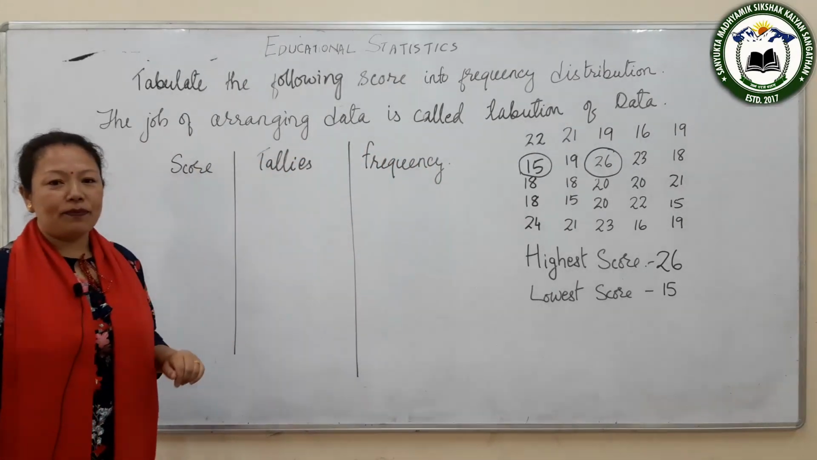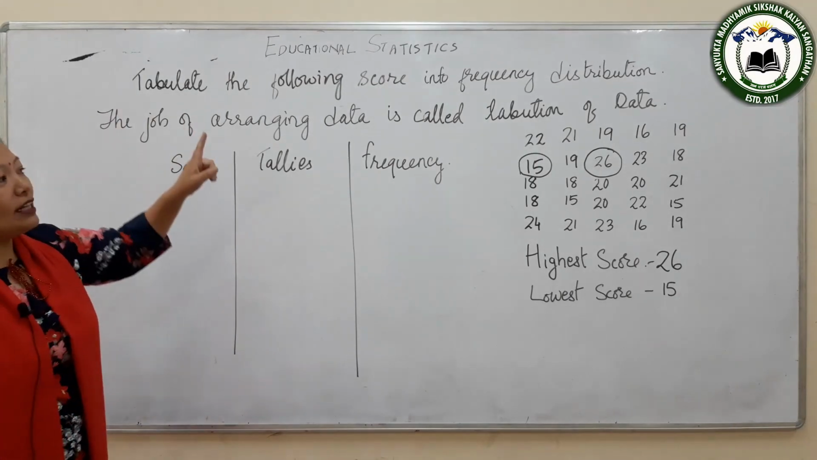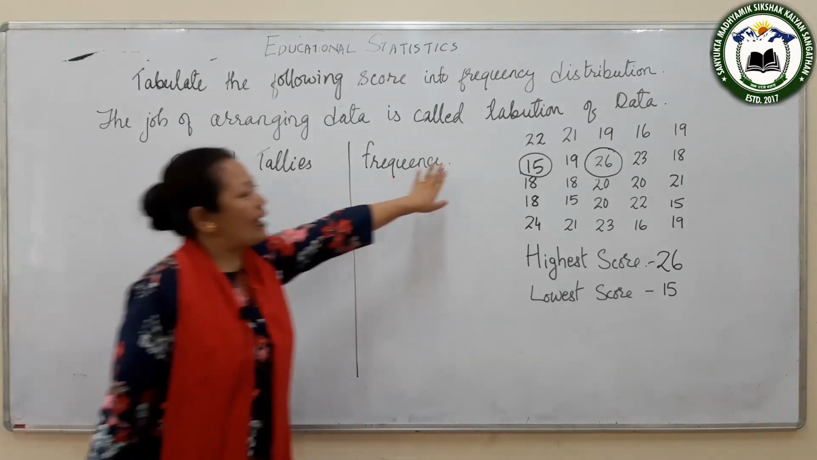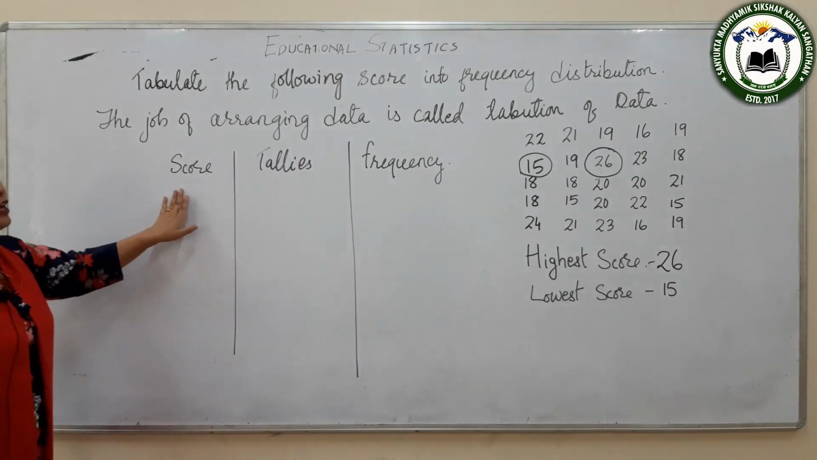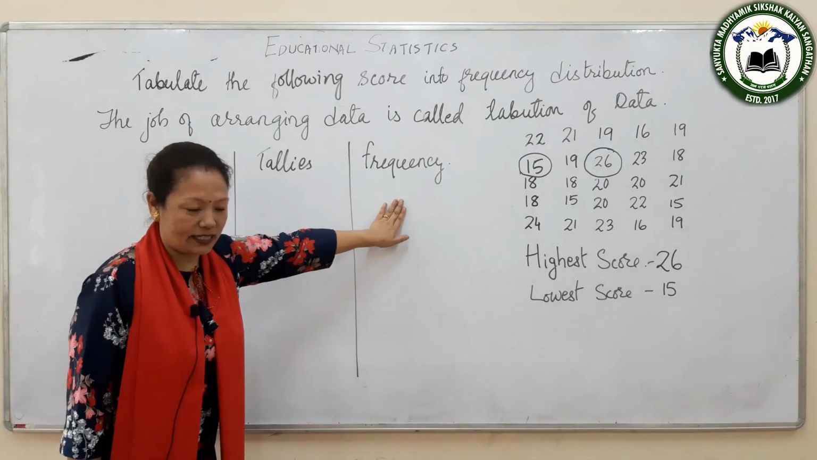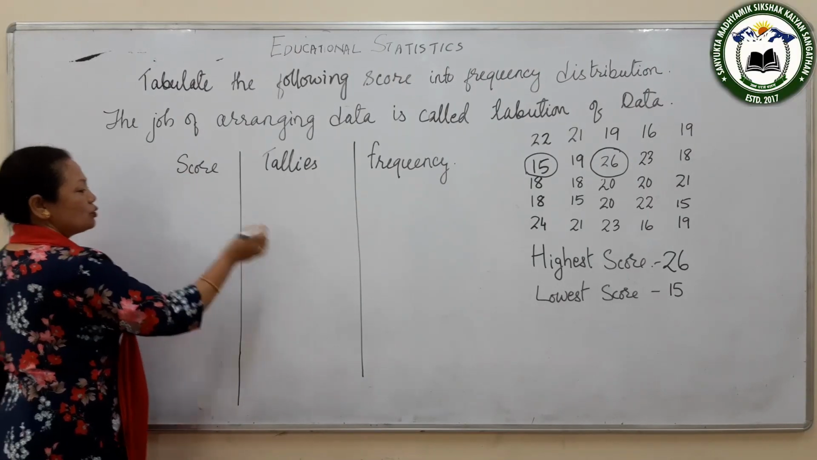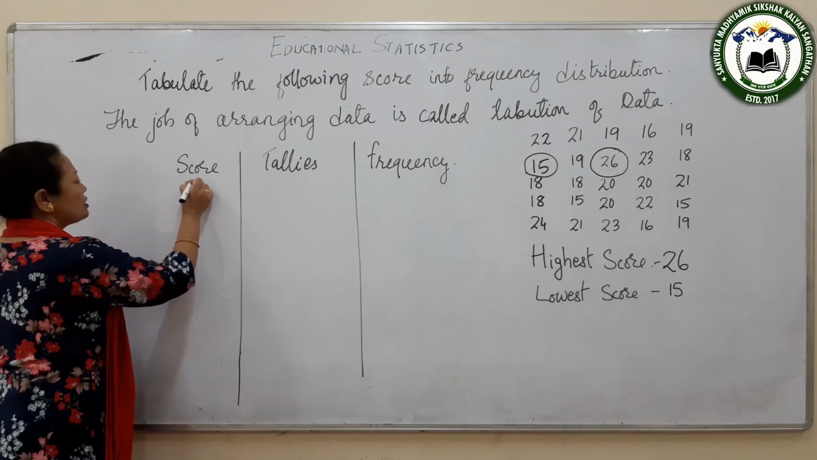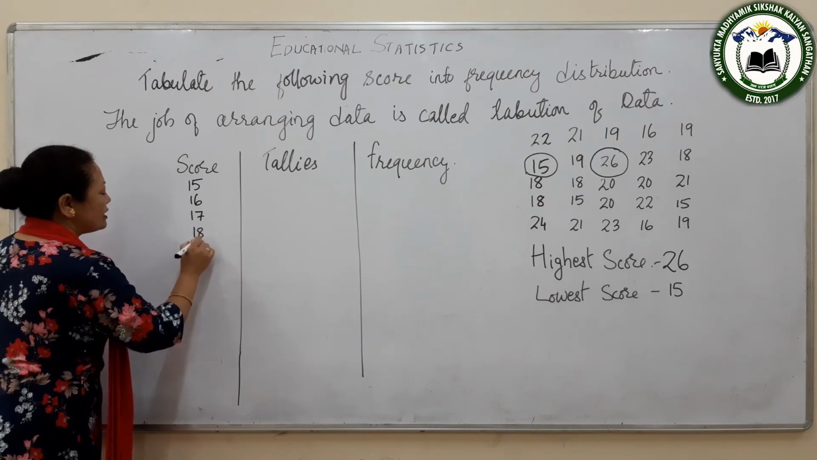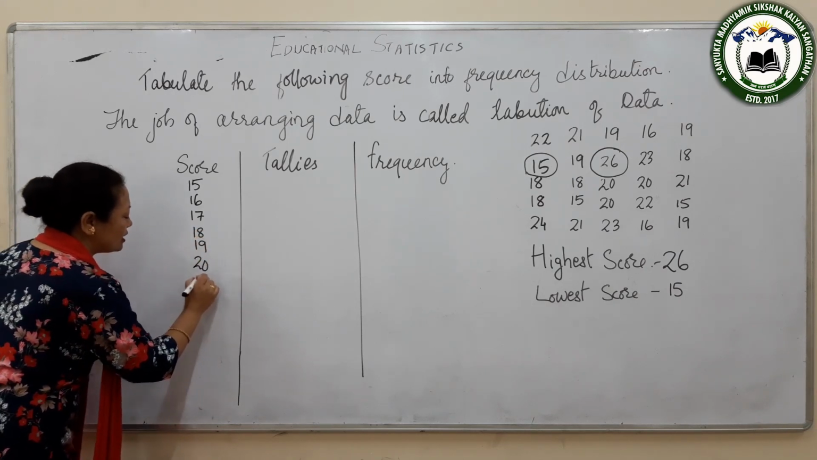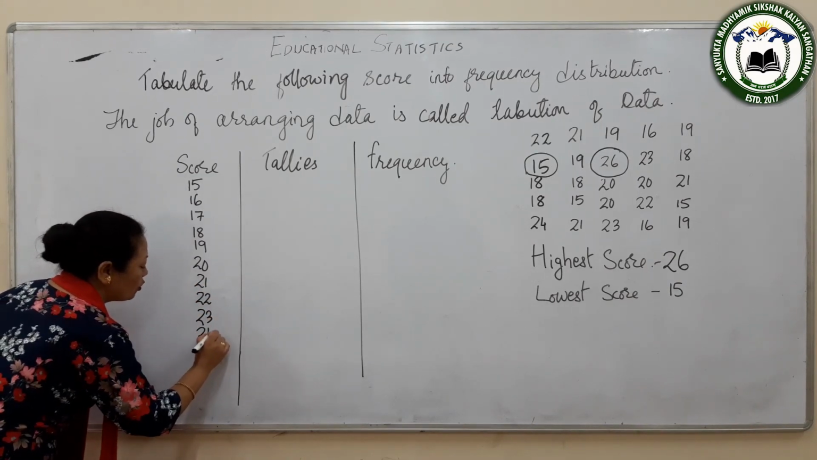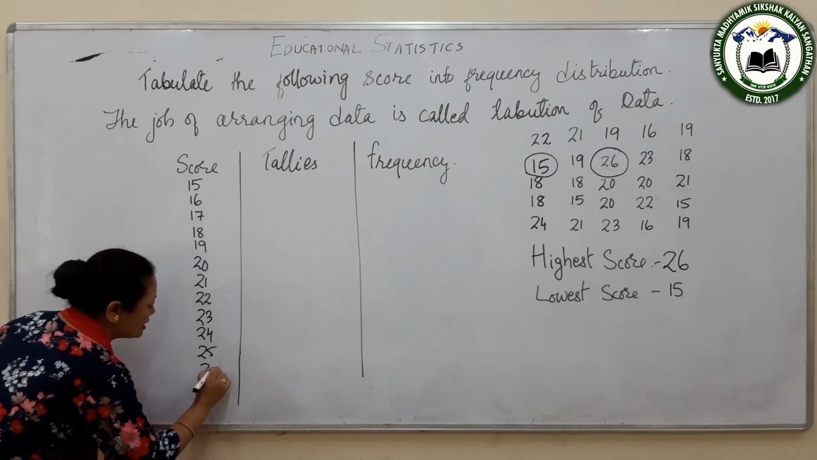Now, the next step in the tabulation of data is to tabulate the data through frequency polygon or frequency distribution. For that, we need 3 columns. The first is score, the second is tallies, and the third is frequency. In the score column, I start with 15, that is my lowest score: 15, 16, 17, 18, 19, 20, 21, 22, 23, 24, 25 and 26.